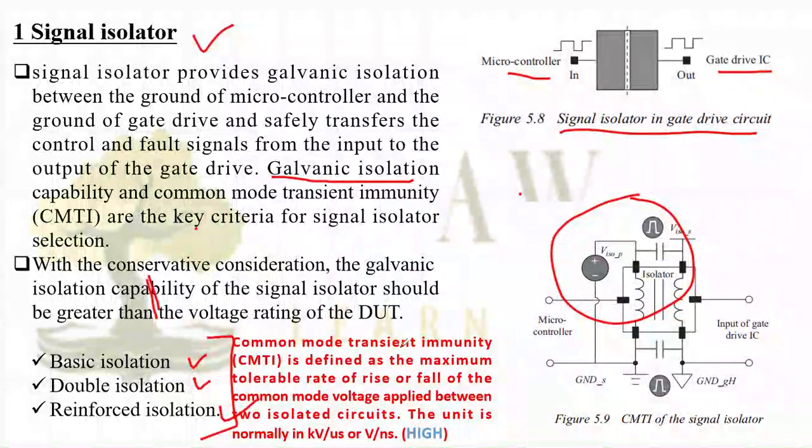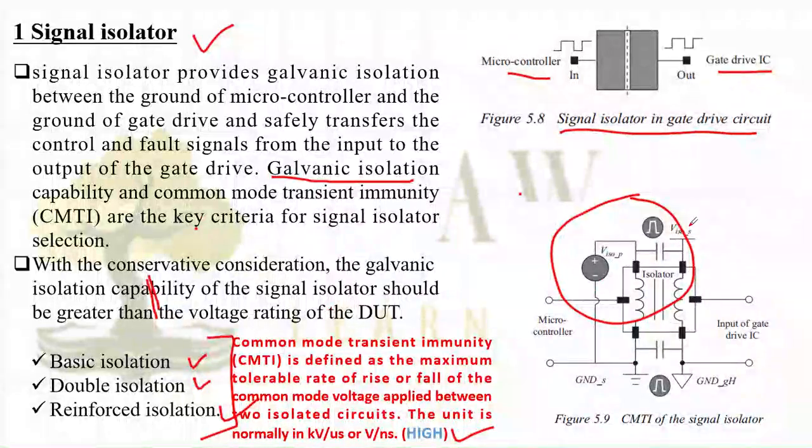Common mode transient immunity is defined as the maximum tolerable rate of rise or fall of the common mode voltage applied between the two isolated circuits, and the unit is kilovolt per microsecond. This should be as high as possible. You just read it out and you will understand, and this value should be high. So common mode transient immunity and galvanic isolation are the two important parameters I have to look for when I go for the selection of the signal isolator.